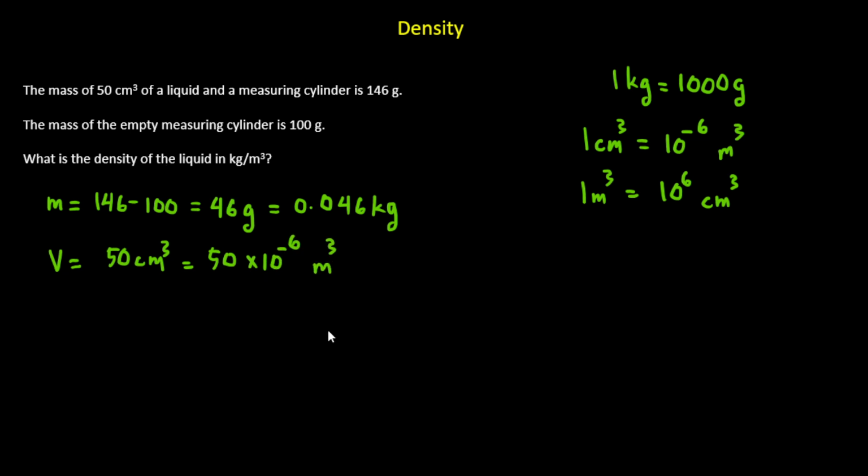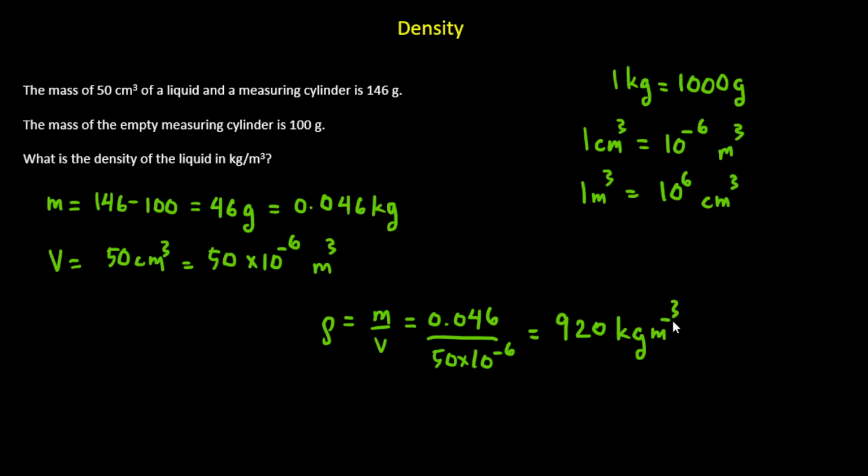So the density, rho, is equal to m over v. Your mass is 0.046 divided by your volume, which is 50 times 10 to the power minus 6. Put that into the calculator and you should get 920 kilograms per meter cubed.